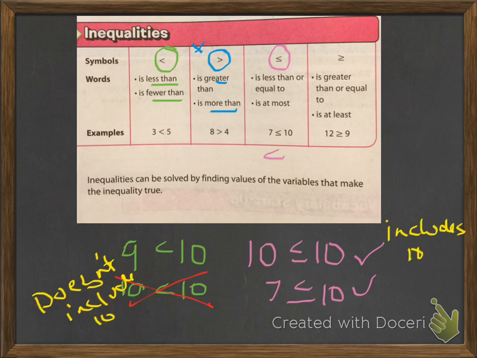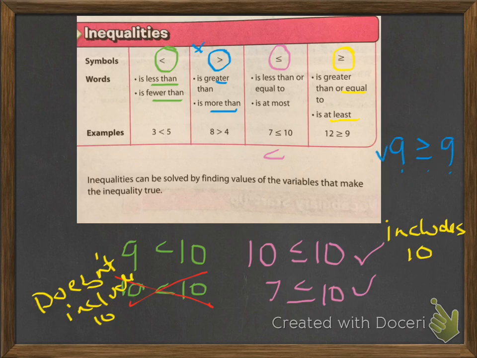That'll make a little more sense too once we get into the inequalities themselves. So the last one you see here is going to be greater than or equal to, and it's also "is at least." So 12 is greater than or equal to 9. With the greater than or equal to, it's the same thing right here though. You could also have 9 is greater than or equal to 9. That is also correct because 9 is equal to 9.